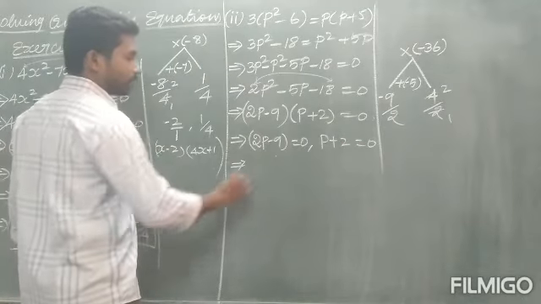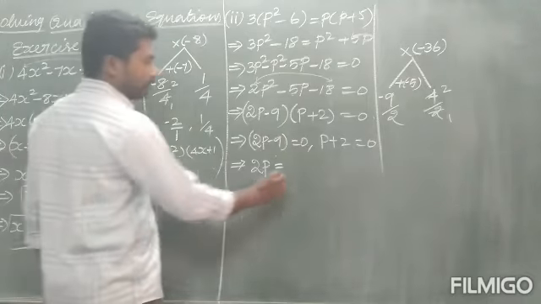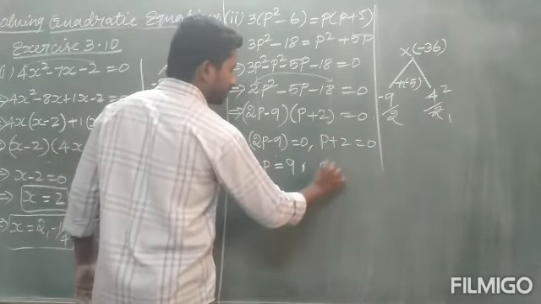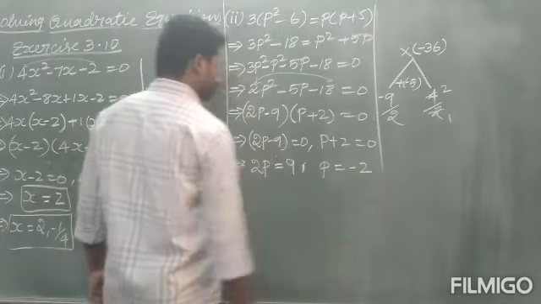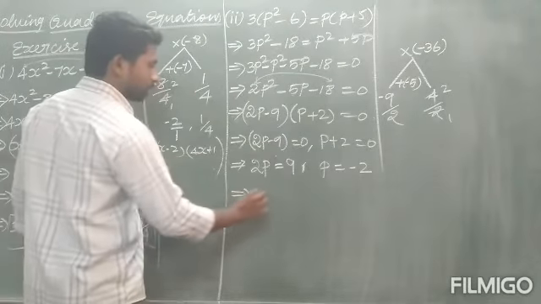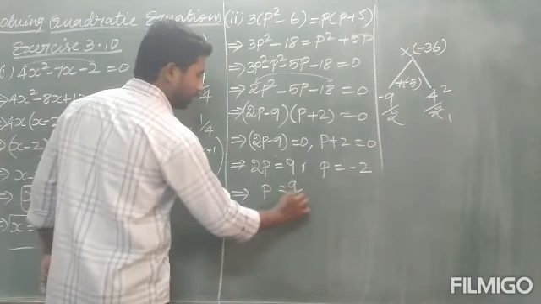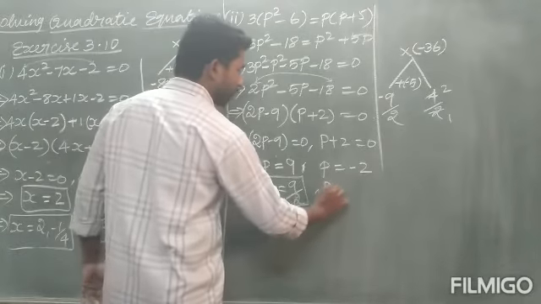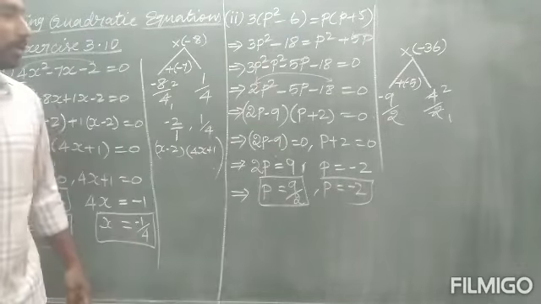This implies that 2p is equal to minus 9; taking it to the right-hand side it will be plus 9. Then p plus 2: the plus 2 goes to the right-hand side and becomes minus 2. So p is equal to 9 by 2, since the 2 goes to the right-hand side as divide. One of the answers is p is equal to 9 by 2. The other answer is p is equal to minus 2.